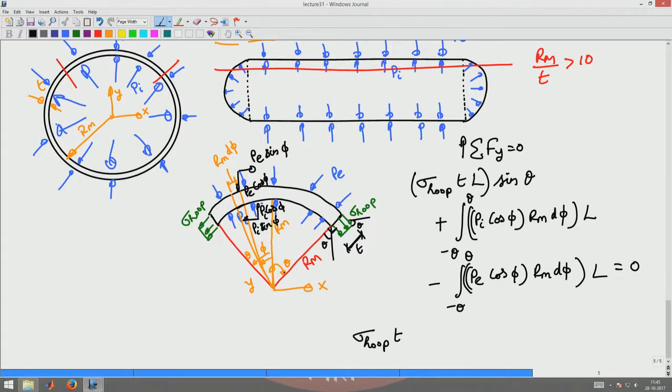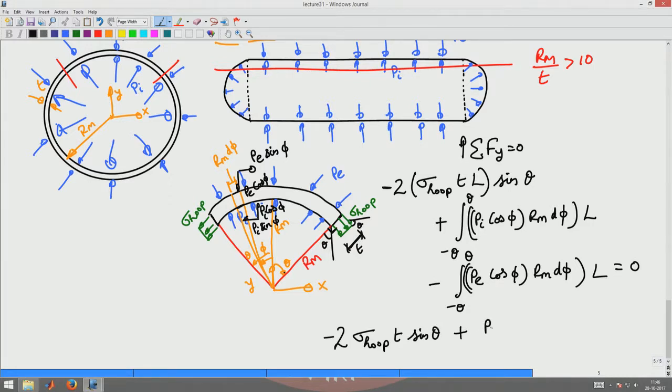I left one more component. I took the component of the hoop stress on one side; there is a hoop stress on the other side too. So, that should be multiplied by 2 there. Okay. And the hoop stress is acting in the downward direction, so there should be a negative sign in there.